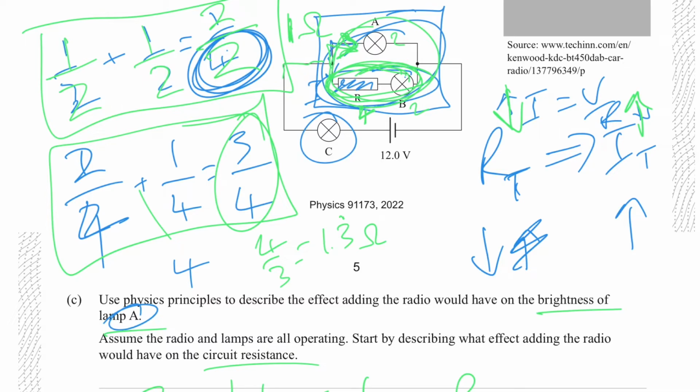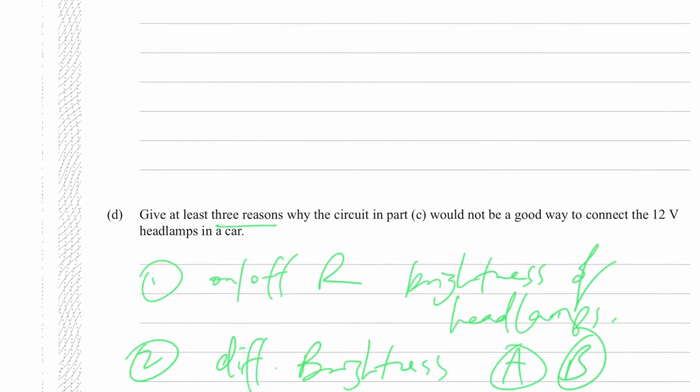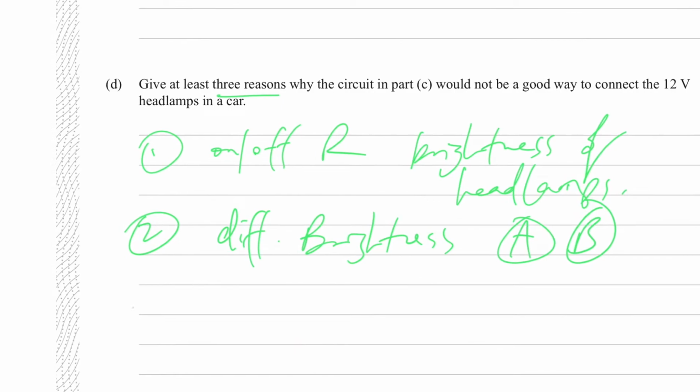C is the number plate lamp. So what's going to happen to the number plate lamp when you turn the radio on? That's going to go dimmer as well. So C gets dimmer if the radio is on.